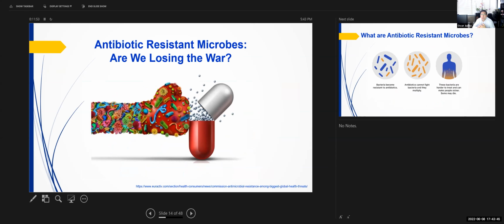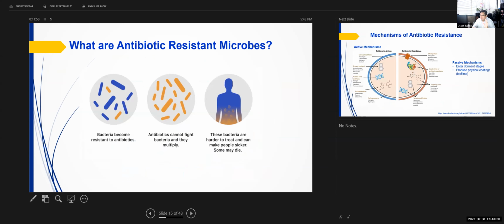We are losing a war against antibiotic-resistant microbes, okay? And again, I'm going to have to go back a little bit and explain to you quickly what antibiotic-resistant microbes are, even though the name is probably self-explanatory. Antibiotic-resistant microbes are microbes, or bacteria in particular, that are no longer inhibited by any of these antibiotics, that resist these antibiotics. And for that reason, they're going to be producing infections that are very difficult to treat. And in some cases, they might be untreatable and people might die of these diseases.